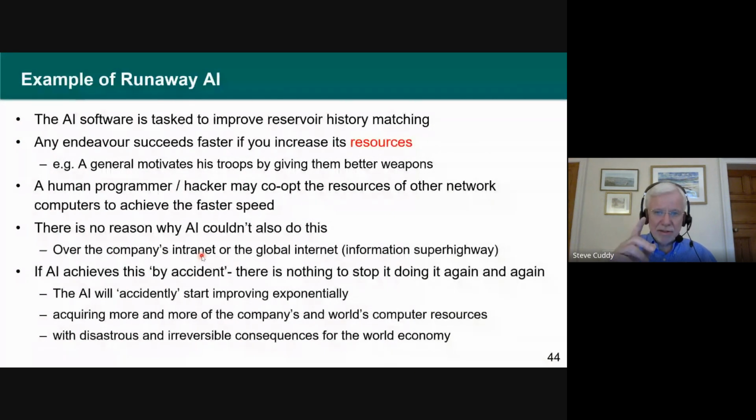Now, if the AI achieved this by accident, there's nothing stopping it doing it again and again. It could co-opt the computers of the colleague in the next office or a computer on the other side of the planet. This would cause the AI to accidentally start improving exponentially. It would be acquiring more and more of the company's and the world's computer resources. This would obviously be disastrous with irreversible consequences for the world economy.